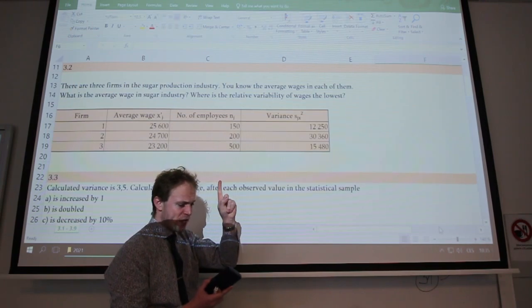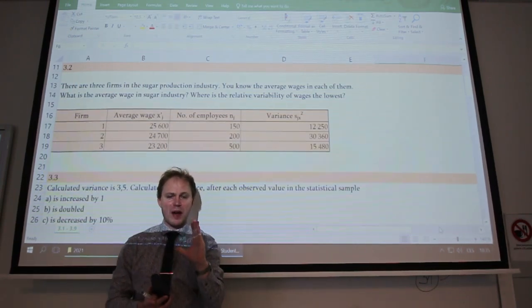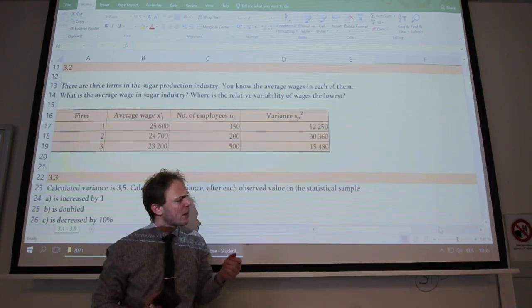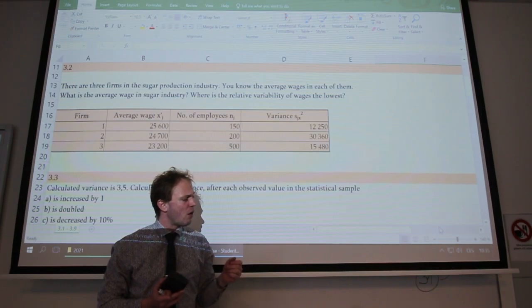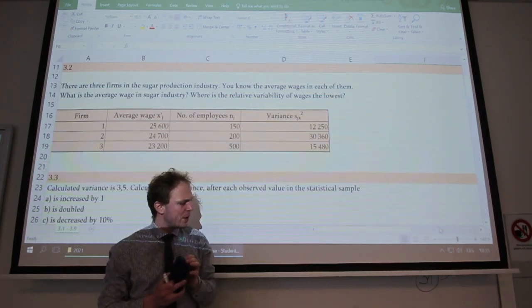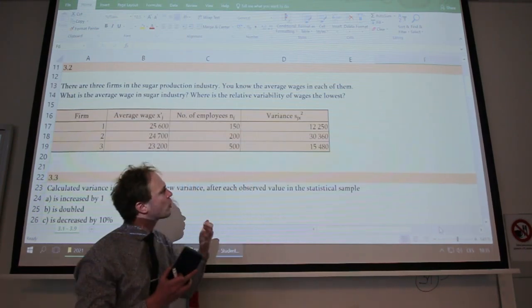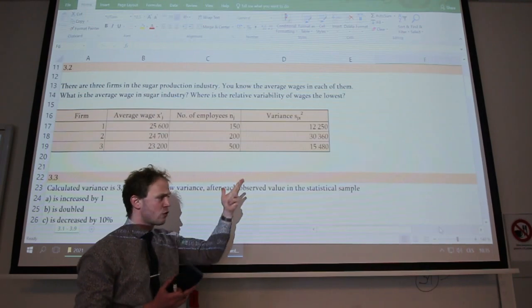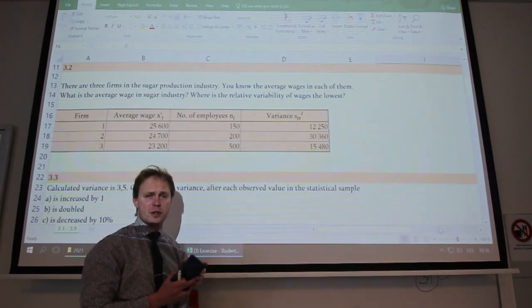We must know that we have absolute measures of variability, for example standard deviation, variance, or variation range, and one relative measure, and this is variation coefficient. So we'll calculate 3 variation coefficients and we will compare these coefficients.